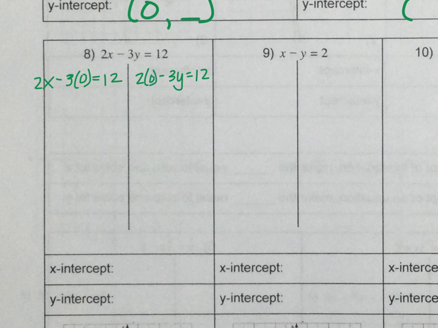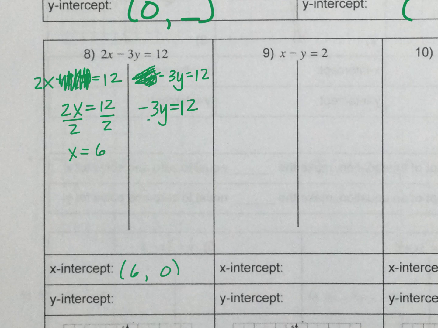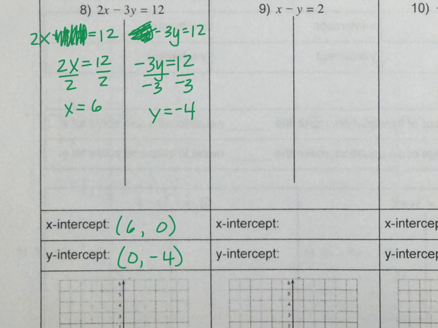Well, when I do that, anything times 0 is 0. So this just all goes away. And I end up with 2x equals 12. Divide by 2. X equals 6. 6, 0. Okay, same thing over here on the right side. I put a 0 in. That goes away because 2 times 0 is 0. Negative 3y equals 12. Divide by negative 3. Y equals negative 4. So 0, negative 4.